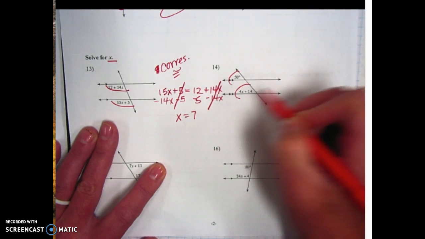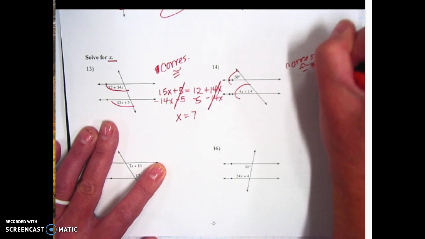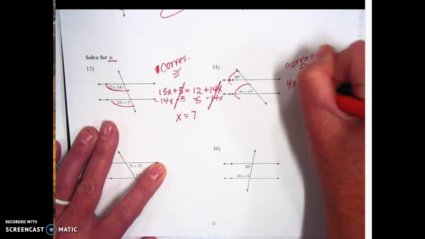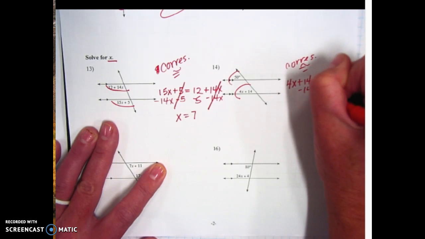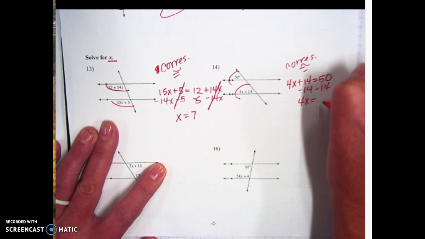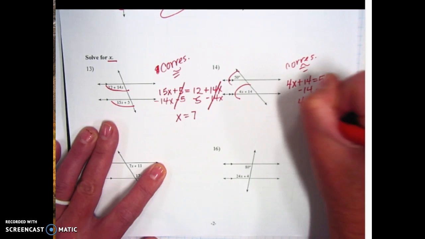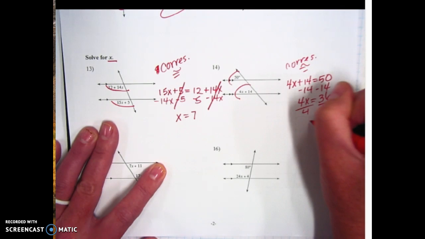Mark your two angles. They're corresponding as well, so they should be congruent. Put an equal sign in between them. Subtract the 14 from both sides. We get 4x equals 36. Divide both sides by 4. So we get 9.